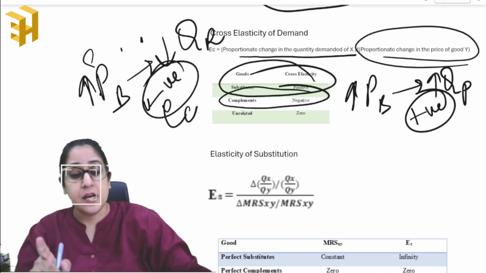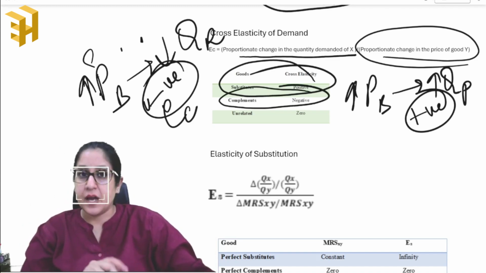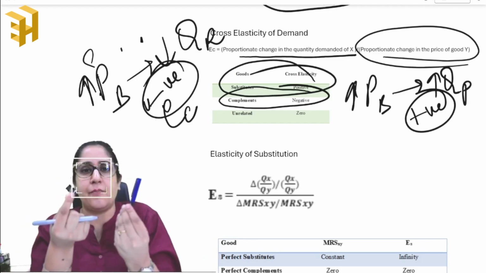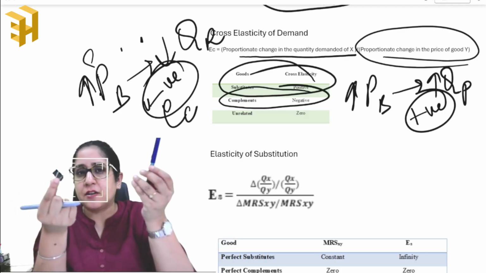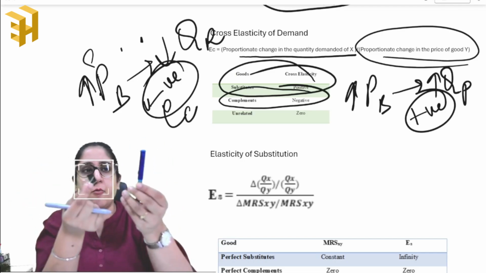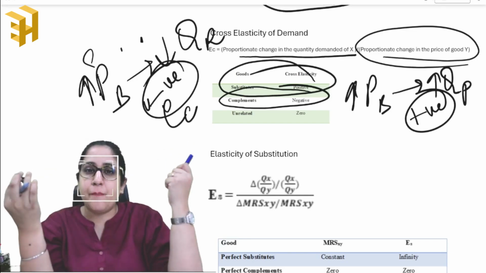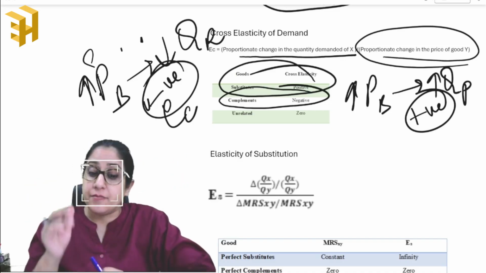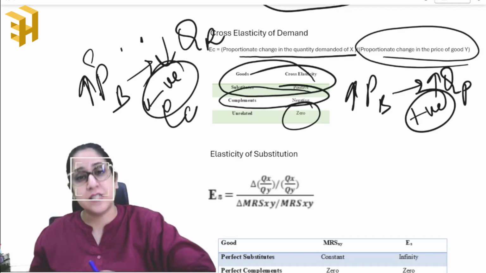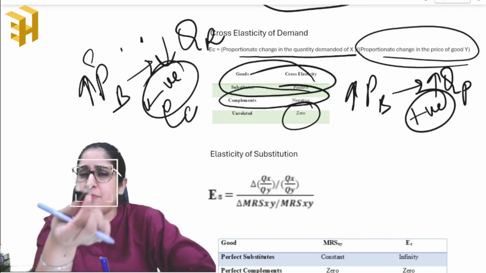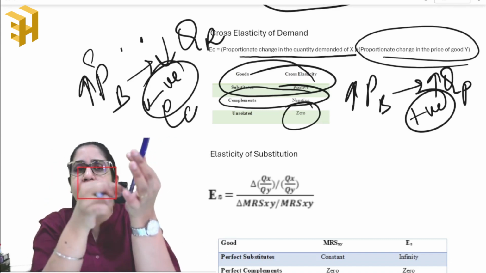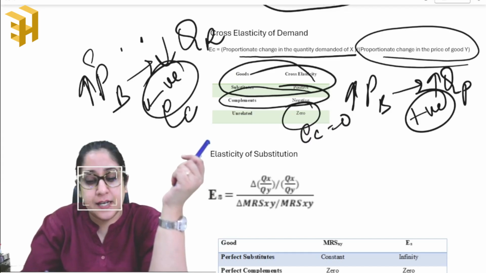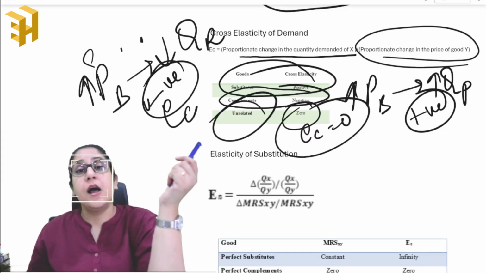On the other hand, there are unrelated goods as well. Unrelated goods in the sense that, say for example, a binder clip and a pilot pen. If the price of the binder clip is increasing or decreasing, that will not change my demand for a pilot pen. So these two goods are completely unrelated. The cross elasticity in this case will be 0, because a price change in a binder clip will not impact the quantity demanded of my pen. So when cross elasticity is 0, the goods are unrelated.